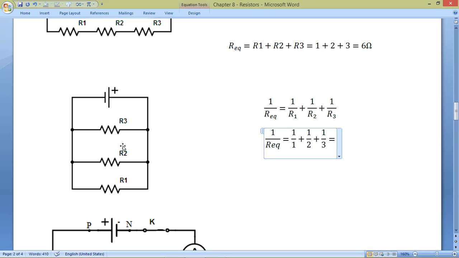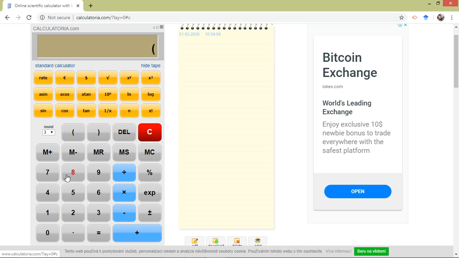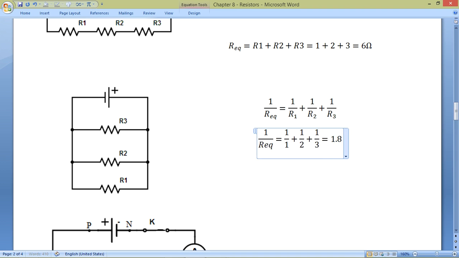Using the calculator, we say 1 over 1, which is 1, plus, we open the bracket, 1 over 2, close the bracket, plus, we open the bracket, 1 divided by 3, close the bracket, equals. Okay? So we have this decimal, 1.833. So it's equal to 1.833.